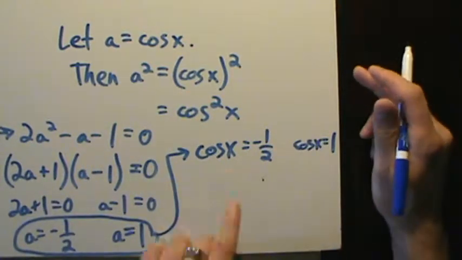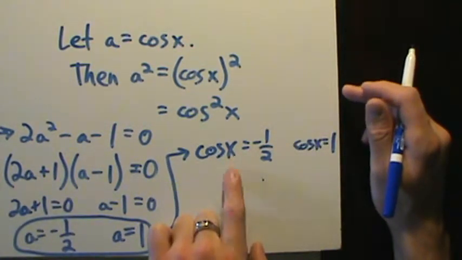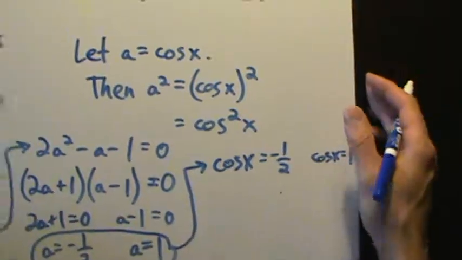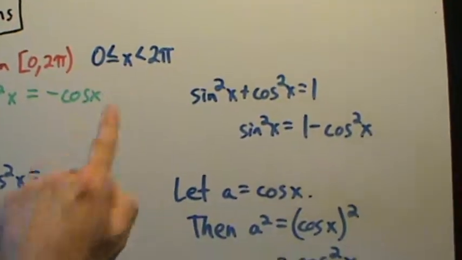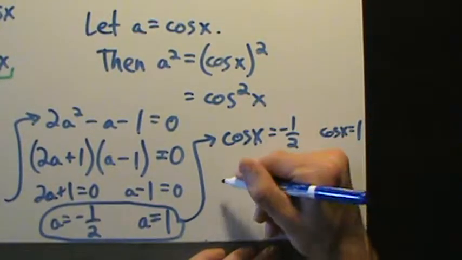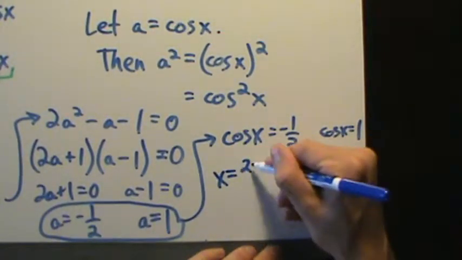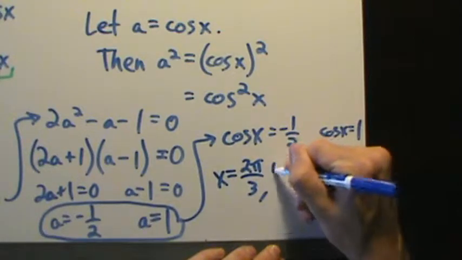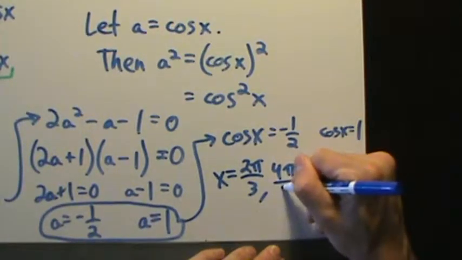So if cosine of x equals negative 1/2, what are the values of x in this interval from 0 to 2 pi? Which values of x have cosine of x equal to negative 1/2? Well, those values of x are x equals 2 pi over 3 and 4 pi over 3.